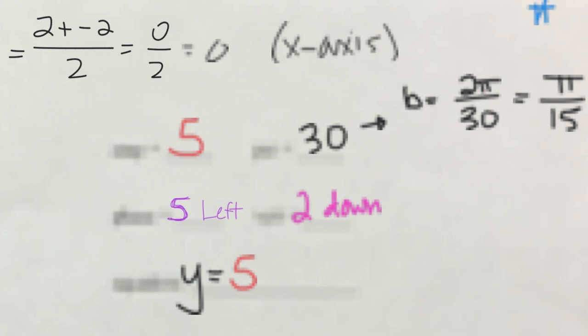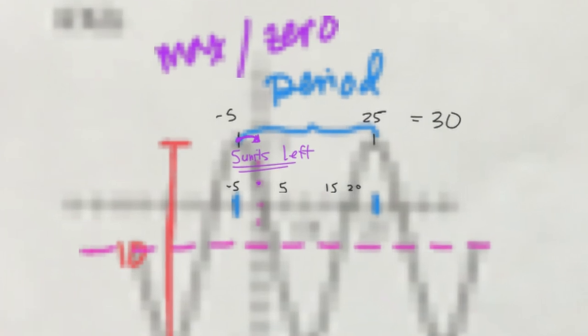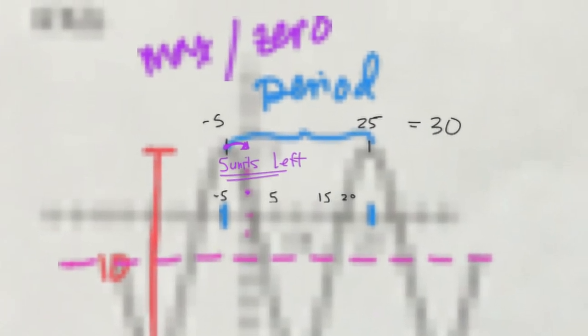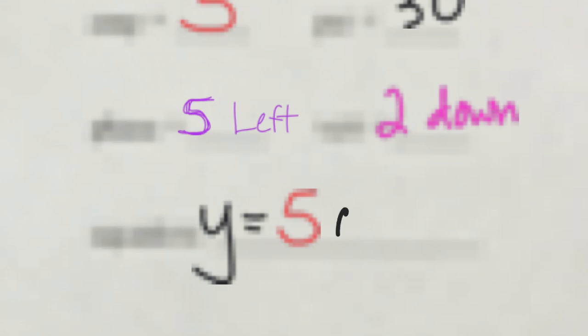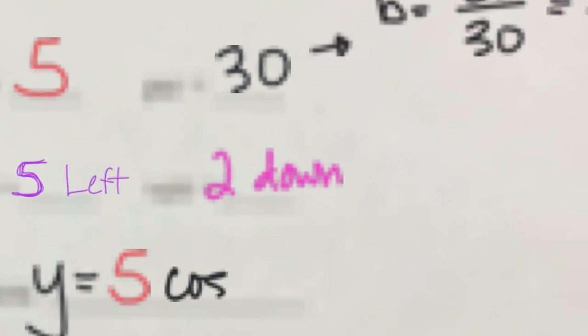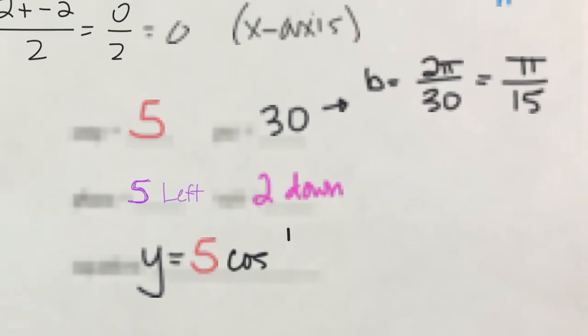Are we saying this is a sine or a cosine graph? If we moved the maximum point, then it's going to be a cosine graph. Right? If we moved the 0 point, then it would be a sine graph. But let's say we moved our maximum point, so it can be a cosine graph. 5 cosine of, here's your b value, pi over 15, parentheses. Since we have a phase shift, we're going to put our parentheses in here. And since it goes left, that is a plus inside of your parentheses.